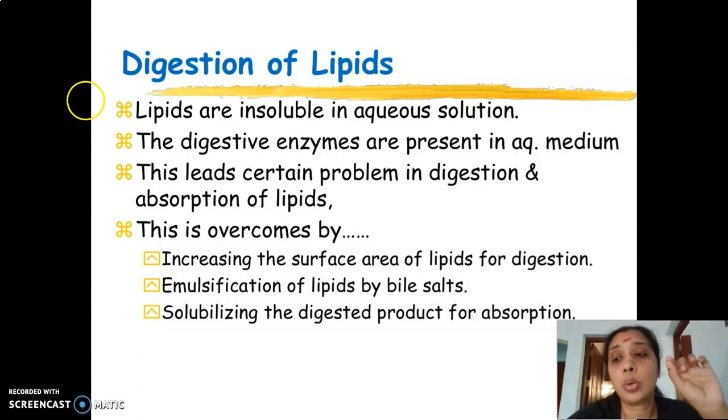Because of the action of the hormone known as enterogastrone, it makes the fat restricted from moving into the small intestine.